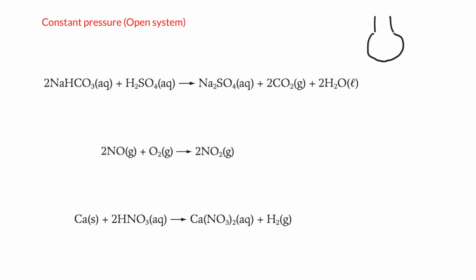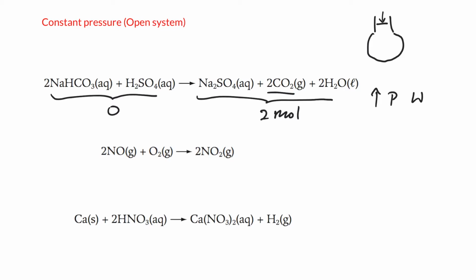Imagine just like a flask, and then you've got a piston like this. So this is an open system. We just check the number of moles of gases on both sides. So this one will be 0. This one will be 2. Therefore we'll have an increase in the number of moles of gases, an increase in the pressure. So therefore we'll have work done here.